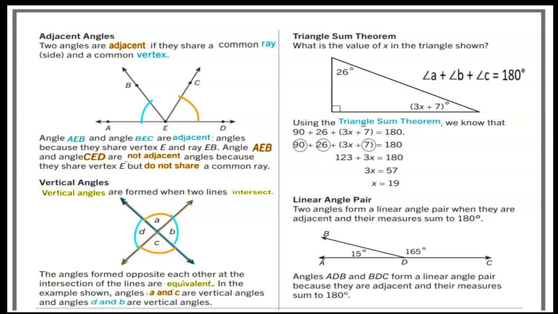Now let's discuss linear angle pairs. Two angles form a linear angle pair when they are adjacent and their measures sum to 180 degrees. So we know that angles ADB and BDC form a linear angle pair because they are adjacent and the measures sum to 180 degrees. You may notice that these two angles form a straight angle just like two supplementary angles. So therefore these angles are supplementary.